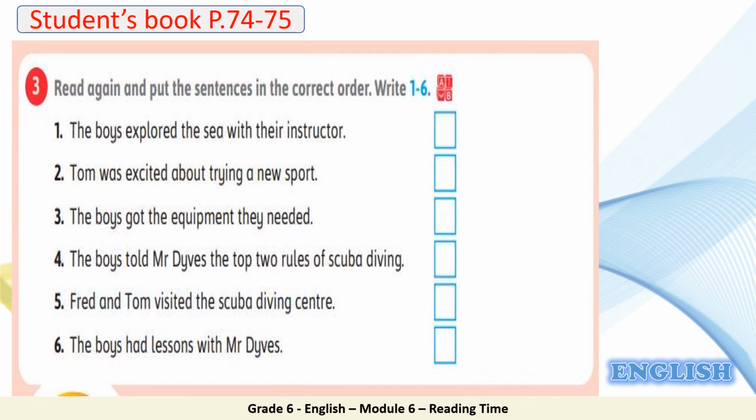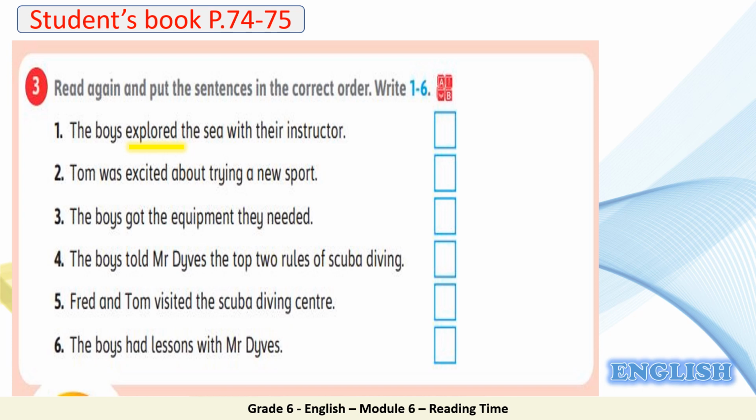Now let's move to activity 3 in our students book, page 74 and 75. Read the story again and put the sentences in the correct order. Write 1 to 6. How can we do this activity? First, we need to read these 6 sentences and find them in the story. When we read, underline them or circle them in the story. Then we need to decide which event happened before the other. We will do number 1, for example.